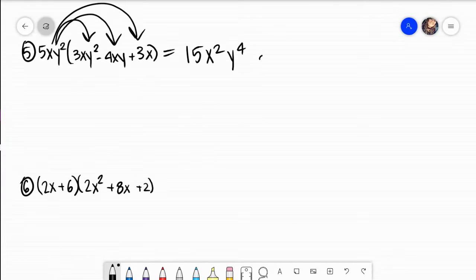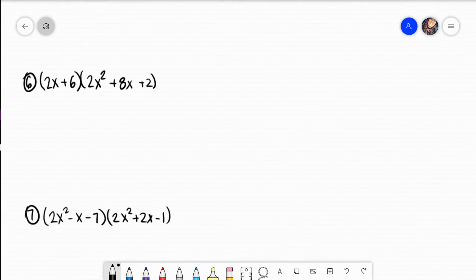5 times 4 is 20. Signs are different, so it's negative. x times x, keep and add. y squared times y, keep and add. 5 times 3 is 15. Signs are the same, so it's positive. x times x is x squared. y squared times no y is still y squared. That's your answer.